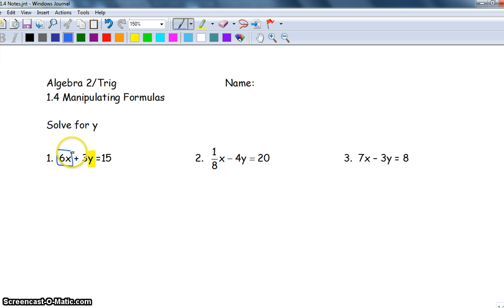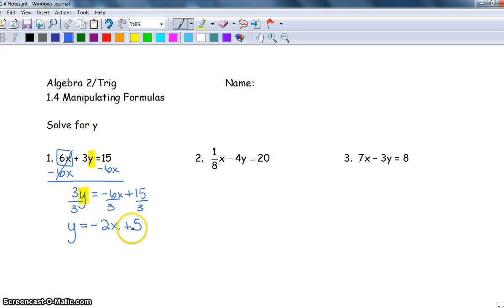First, we have to move the entire 6x term to the other side. So you know to add the opposite. If I'm adding 6x, I'm going to subtract 6x. That leaves us with 3y is equal to negative 6x plus 15. And we're almost there. One more step to get y by itself. So I have 3 times y. The opposite of multiplying is dividing. I'm going to divide all 3 terms by 3. So I've got y equals negative 2x plus 5.